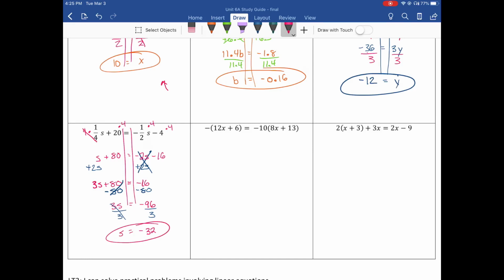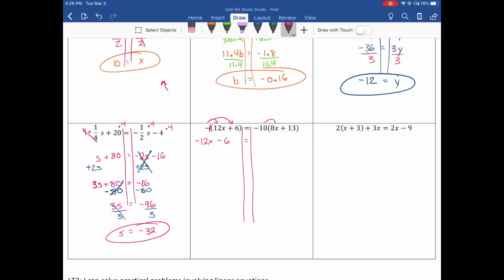Our fifth problem in this learning target is a bit of a mix between what we saw in our first learning target and in our second learning target. And the reason I say that is because we've been doing distributive property in all of these, but this is a callback to the first problem in the first learning target where you have a negative sign and you need to input a 1 so that you remember that when you distribute, you're actually distributing negative 1. So negative 1 times 12 will be negative 12x, and negative 1 times positive 6 is negative 6.